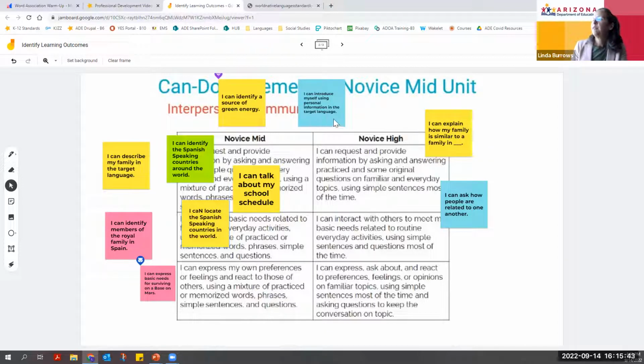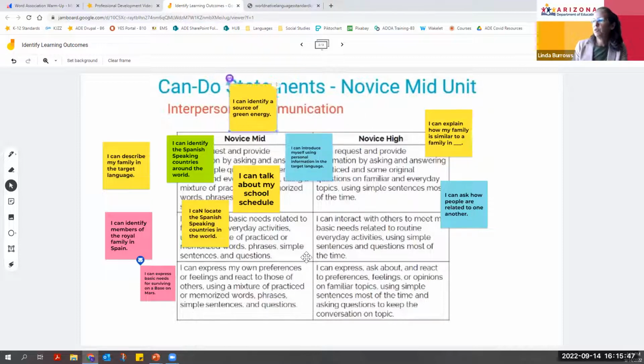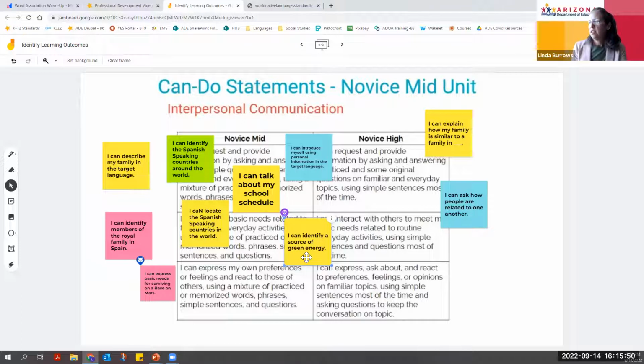I can introduce myself using personal information in the target language. Oh, I can identify a source of green energy. These are all fantastic. So you're getting the idea, right?